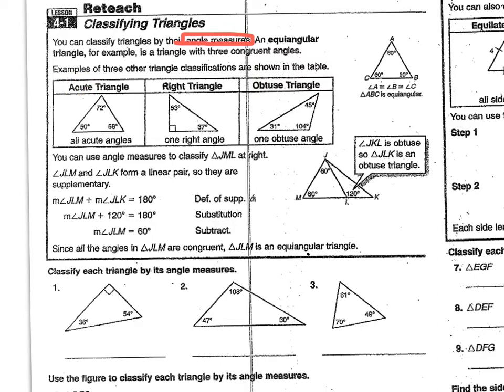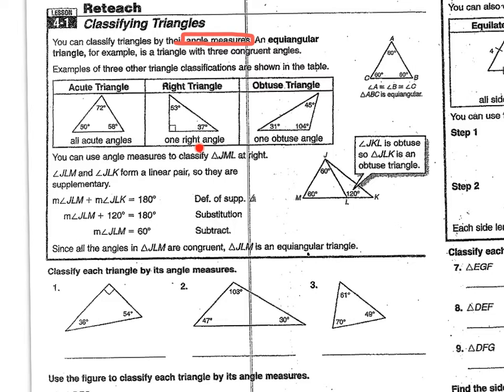So the triangle could be equiangular, and it could also be acute. Acute is when you have all the angles less than 90. So if the angles are less than 90, they're considered acute angles. And if the three of them are acute angles, then the triangle is considered an acute triangle. The second triangle, right triangle, and the special characteristic here is that one angle is a right angle.